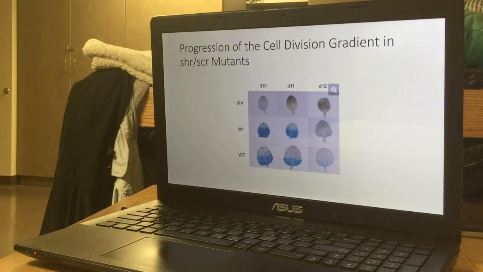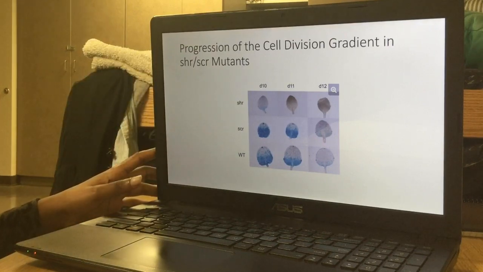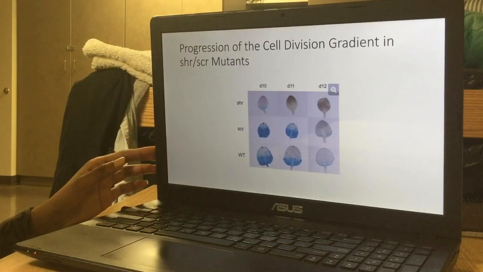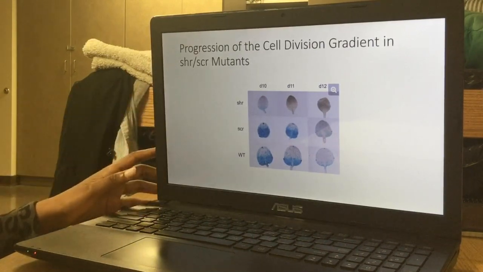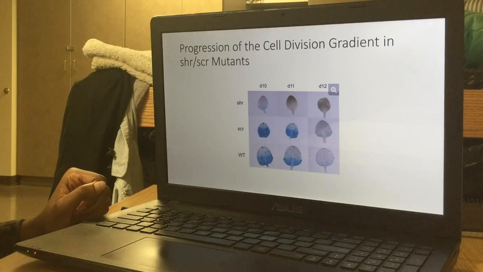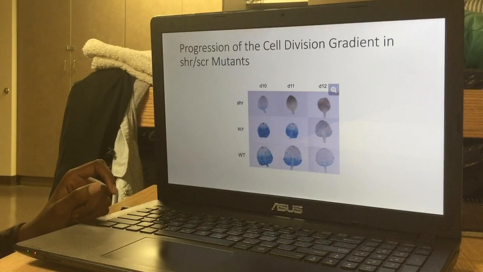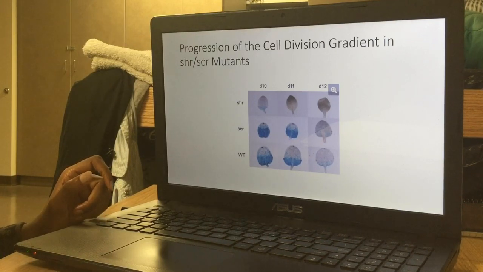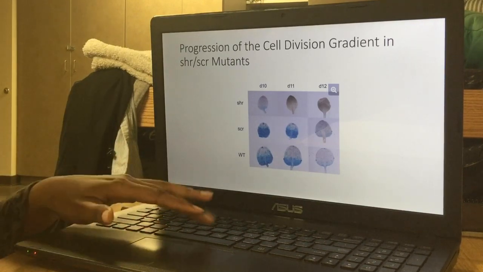And then this last picture shows the progression of the cell division gradient in short root and scarecrow mutants. They followed it for a total of 3 days, and cell division stops in a tip to base gradient. As you can see, for the short root, by day 10 there was only a little bit of cell division left taking place. And by day 11 and 12, there was nothing taking place at all. So this shows that short root mutants cause an early exit from the proliferating phase, which is the M phase.